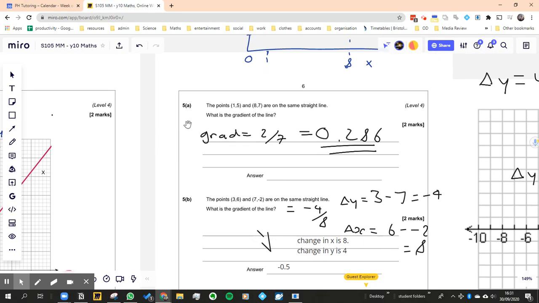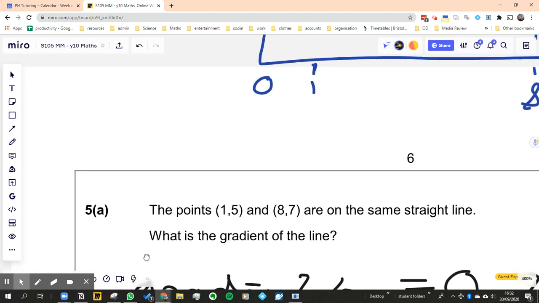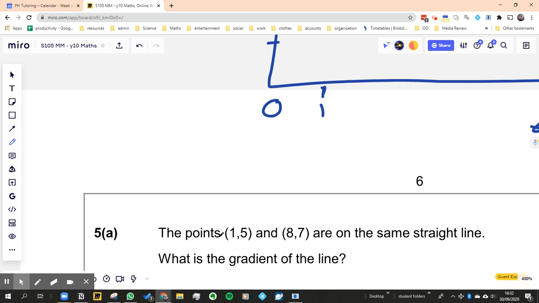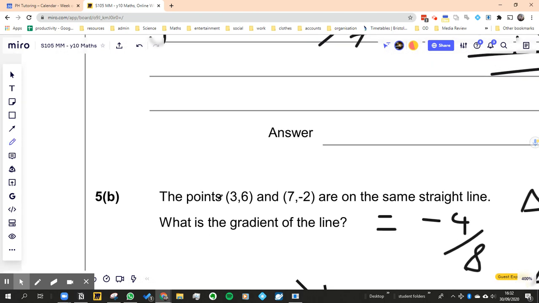So with this question here, we're trying to work out... Let's just zoom in a second so we can avoid seeing what we've written down as the answer. We've been given some points. They're on a straight line, and it's asking us what the gradient of the straight line is. The same with the one down below. You can see the answers we worked out now.